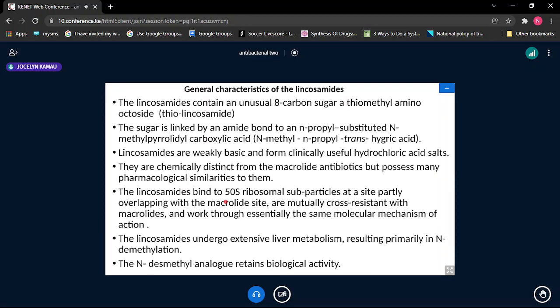They contain an unusual 8-carbon sugar, a thiomethyl amino octoside, or thiolincosamide. So that is a very specific, or a very, very specific group that is found in the lincosamides. Of course, we have not come across it in all the other drugs that we have looked at. The sugar is linked by an amide bond. Again, we have discussed that.